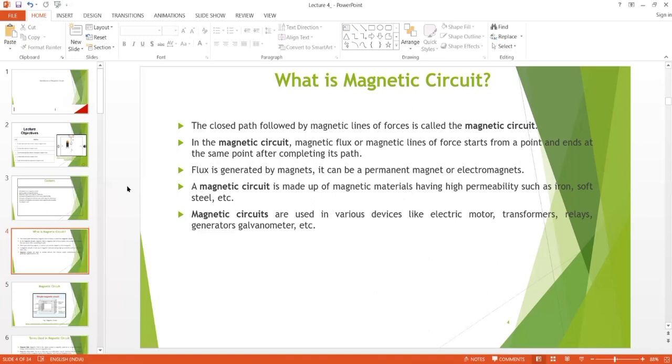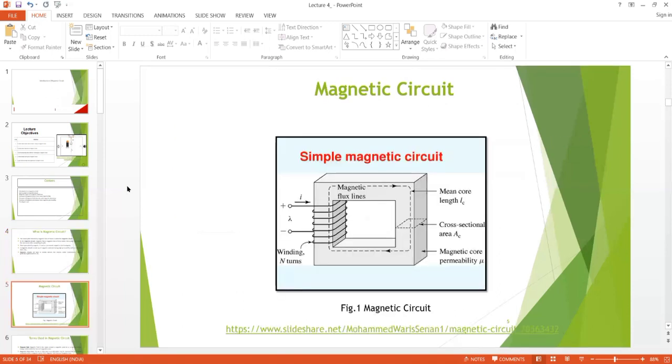An electromagnet is one in which current starts flowing through it and then it becomes a magnet, while permanent magnets remain permanent magnets. Permanent magnets are used in your motors or machines. In magnetic circuits, we have different materials: ferromagnetic, ferrimagnetic, paramagnetic, or diamagnetic. These magnetic circuits are used in various devices like electric motors, transformers, relays, galvanometers, and generators also. You can see this very simple magnetic circuit.